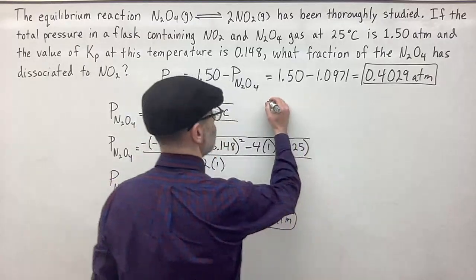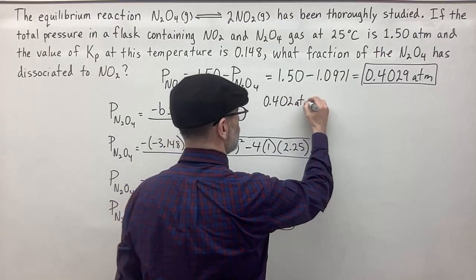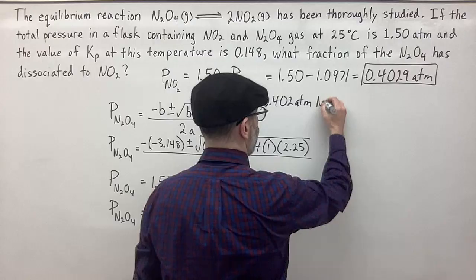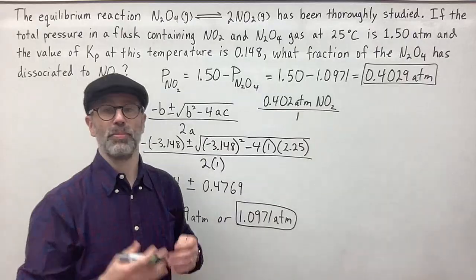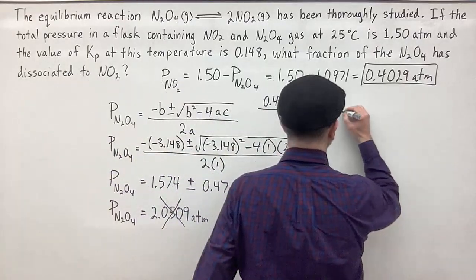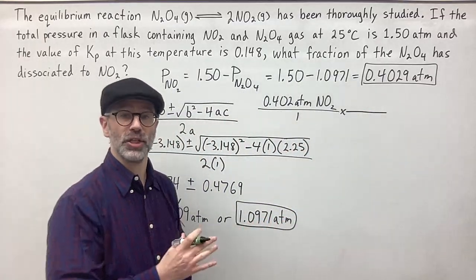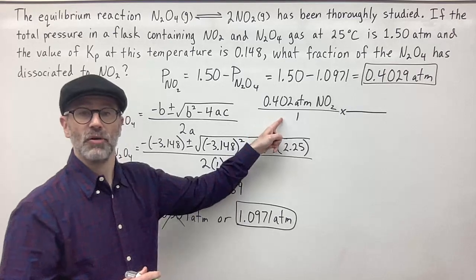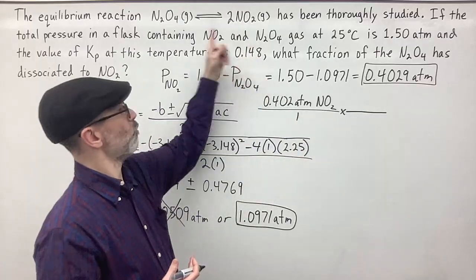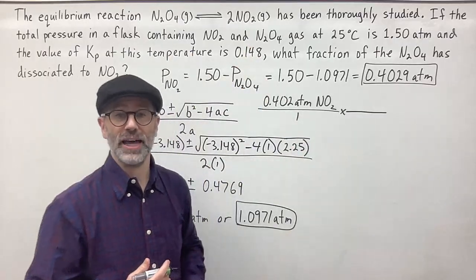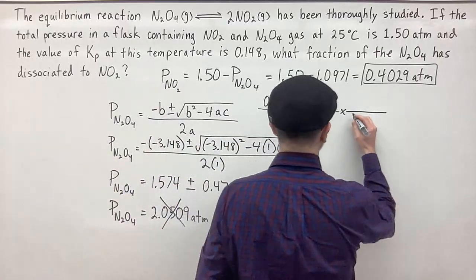if I take the 0.402 atmospheres of the NO2, I can use the mole ratio as a pressure ratio to convert to the pressure of the N2O4 that originally was there, that this originally came from, right? So I know at equilibrium I have this amount of NO2. I can now use the mole ratio to figure out, well, how much N2O4 did this amount of NO2 come from? And so we can go ahead and do that.